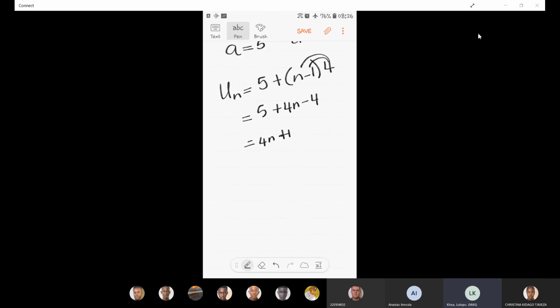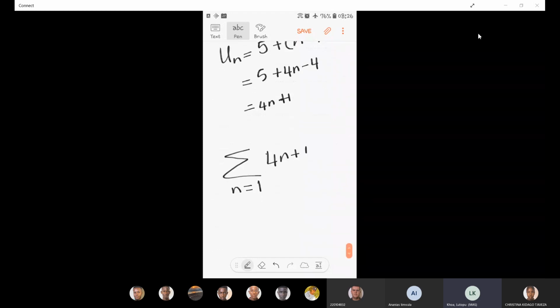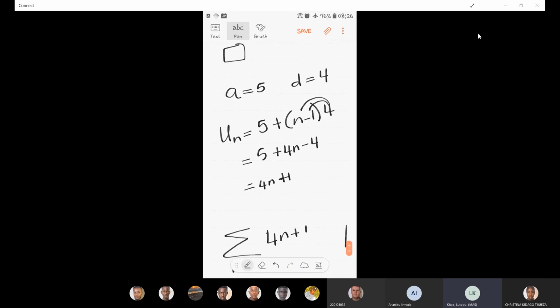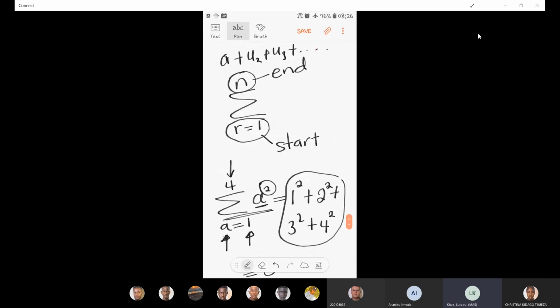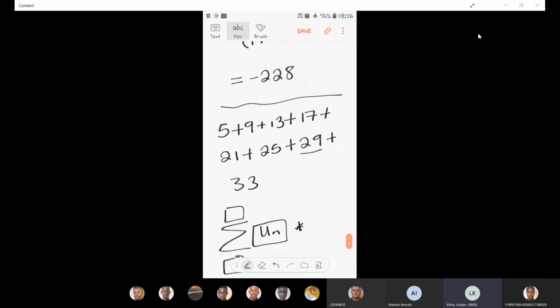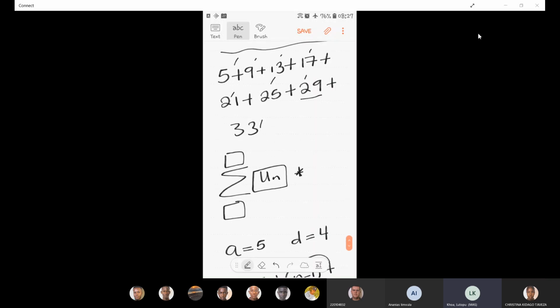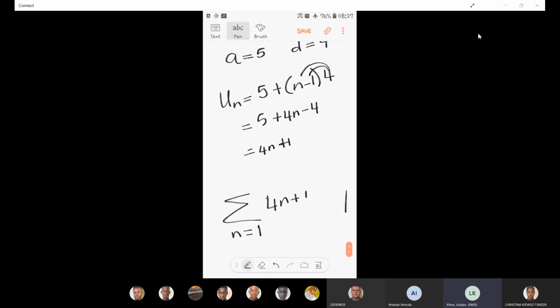So I need my starting point and my end point. My starting point is 1 because I'm taking the first term, and then my end point is just how many terms I have inside this sequence. So here, because the terms are all listed, I can just count them. 1, 2, 3, 4, 5, 6, 7, 8. So my end point is just equal to 8, like that. And then you are done.